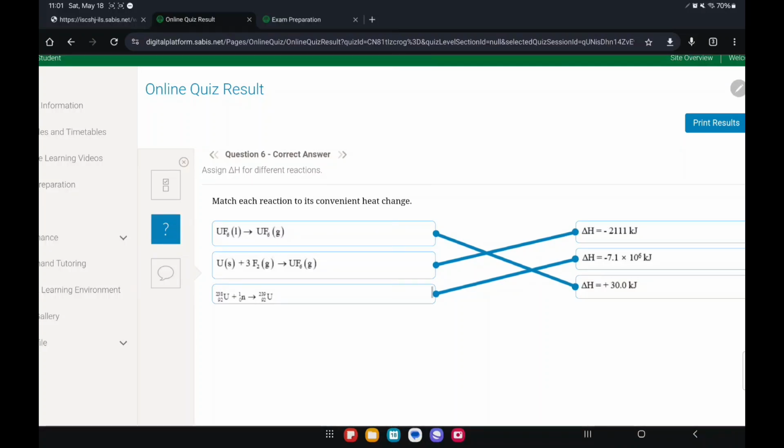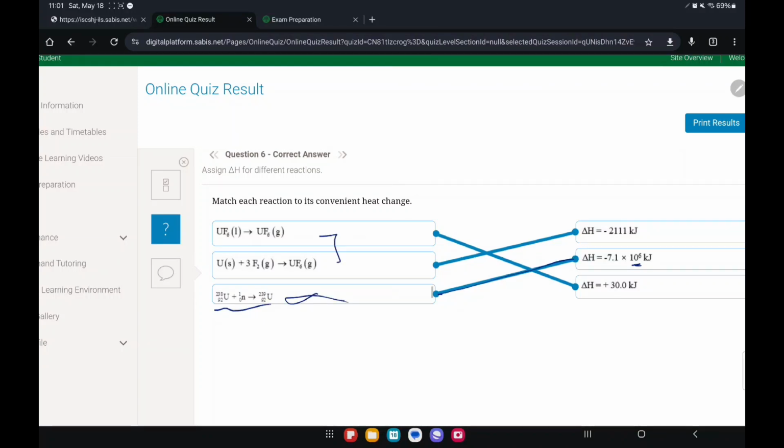Okay, here match each reaction to its convenient heat change. There's no calculation involved here, but you just need to think about it. Always remember, anything that has to do with nuclear reactions always releases the most energy. The one with 10 to the power of 6 is going to be matched to the nuclear reaction with uranium. Okay, we're done with this one.